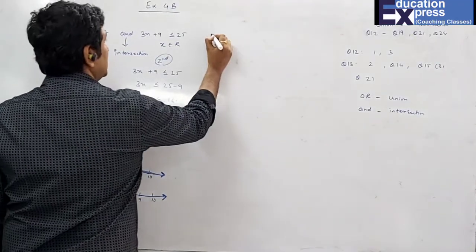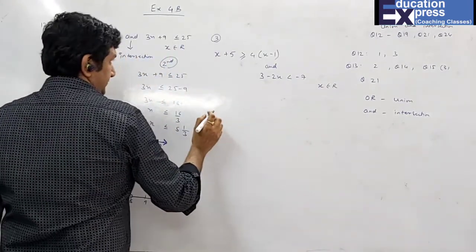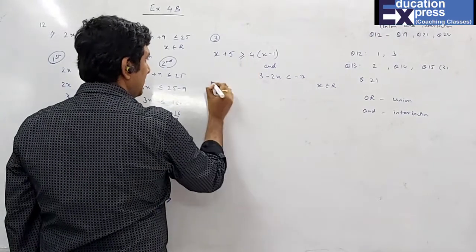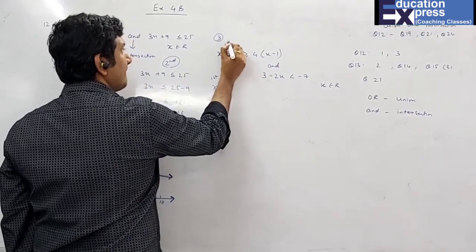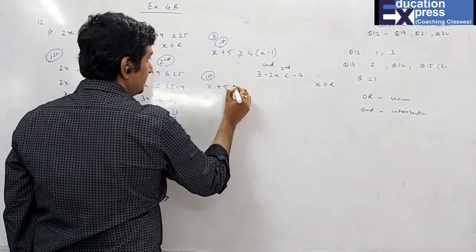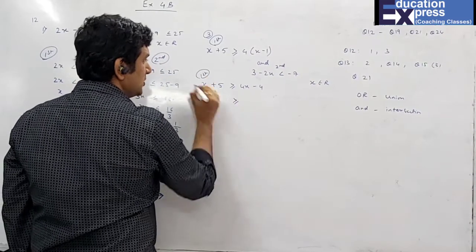Same way, the third part for question 12. So x plus 5, the first number line, and this is the second. 4x minus 4, x is already positive.